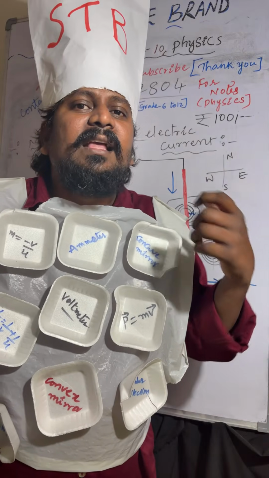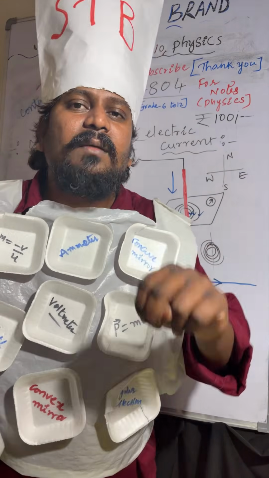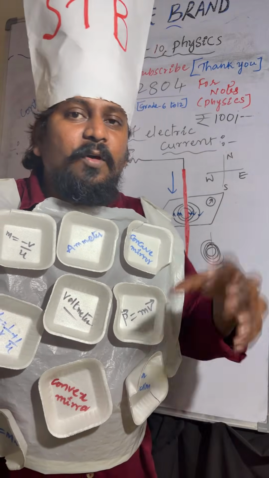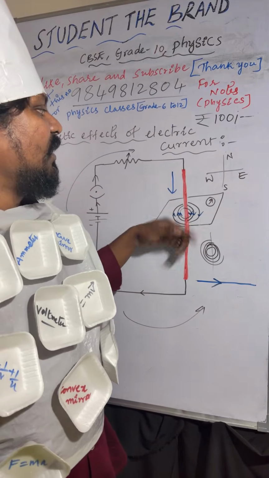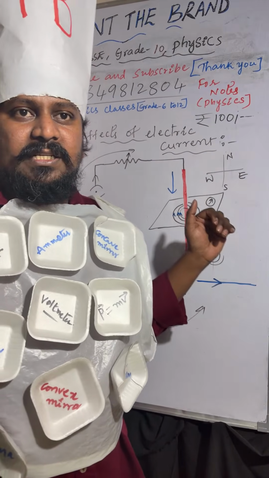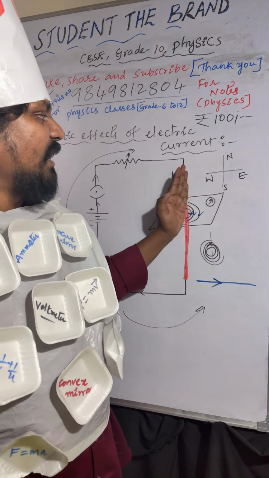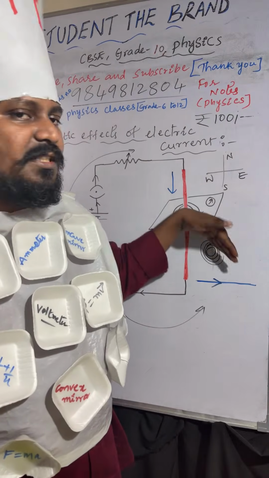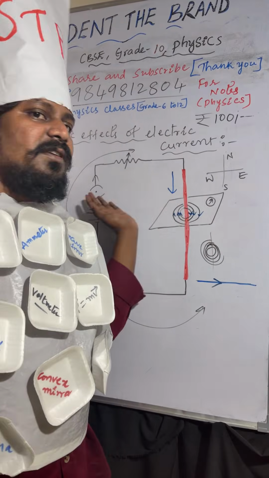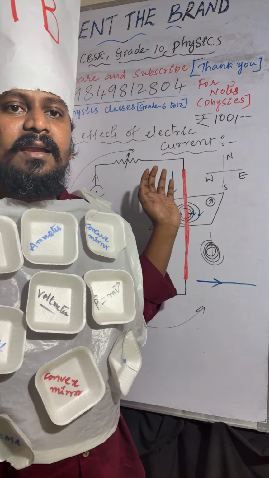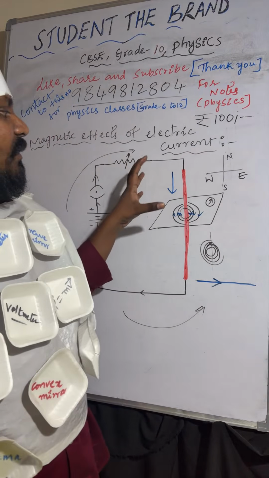So the magnetic field will decrease if you move away from the conductor. Point number 2, and point number 3: if the current is passing from north to south, the deflection in the compass will be towards east. If the current is passing from south to north, the deflection will be towards west. So this is about current carrying.